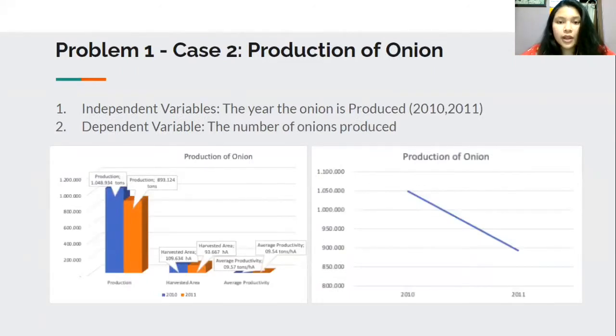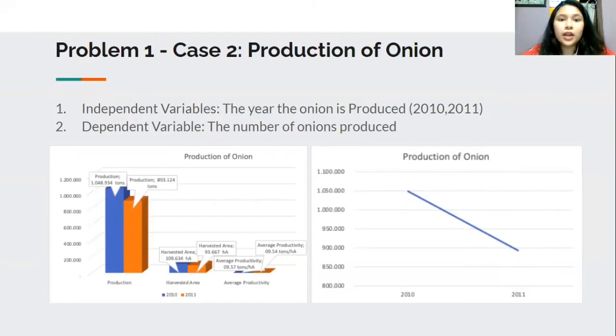The second case is the production of the onion. The second case talks about the number of onion production over 2010 to 2011. In this case, we have found that the independent variable is the year when the onion is produced, and the dependent variable is the number of onions produced. We have the graph here.